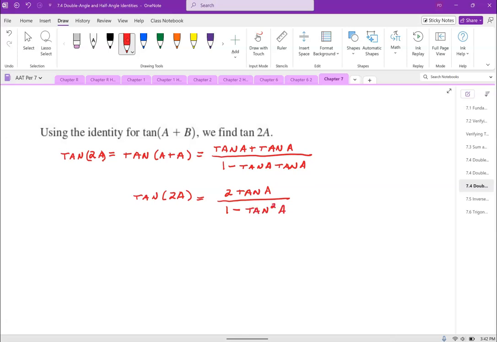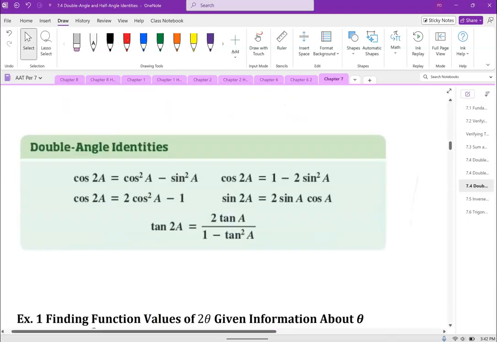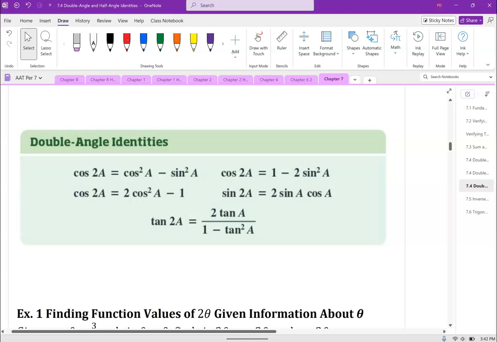So there is your double angle identity for tangent. You need to memorize these. I know it's more to the list, but you've got to memorize them. They're super important. I've got them all organized in a box here for you. You'll notice the three versions of cosine and then the versions of sine and tangent.